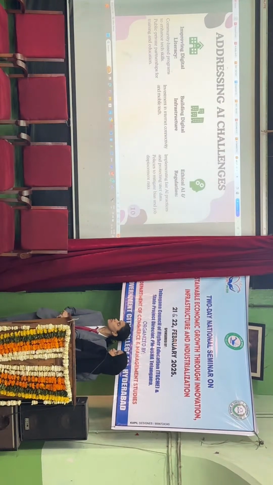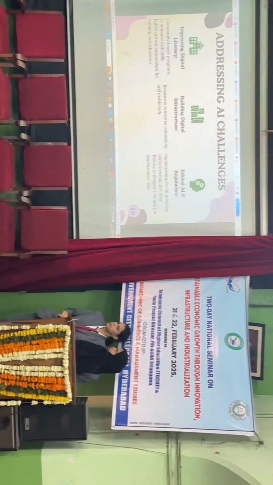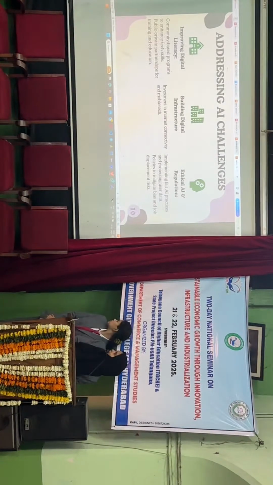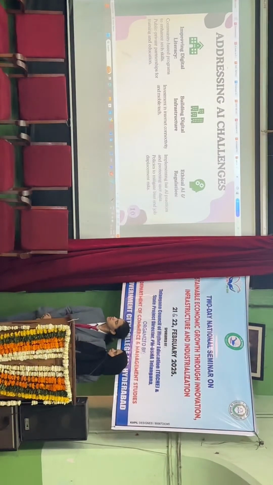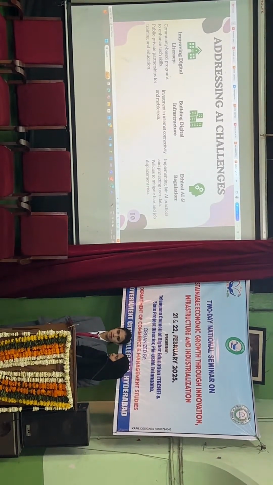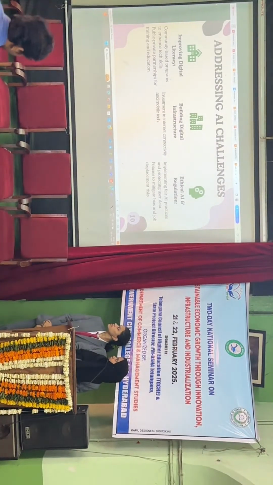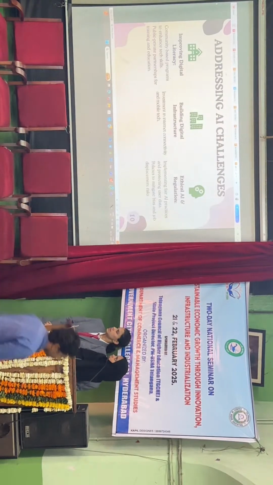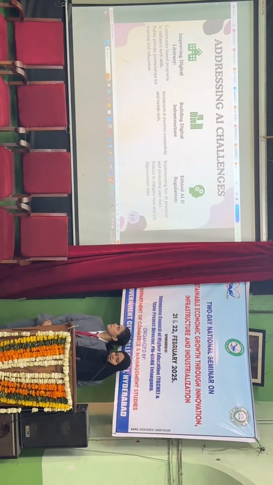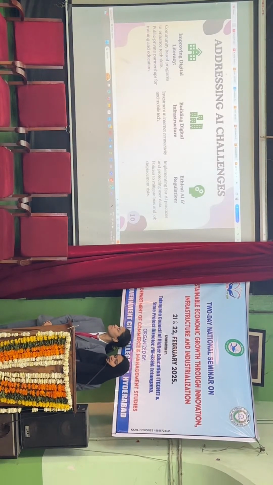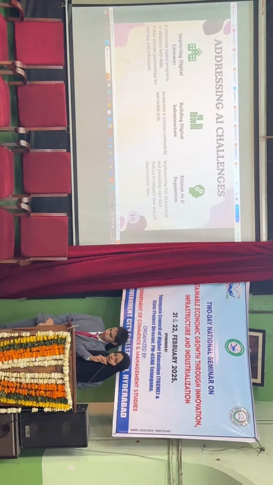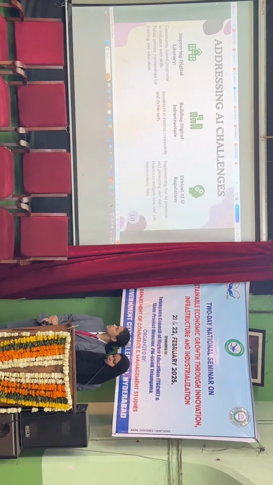How we can address this AI challenge? Enhance technical skills, public-private partnership for training and education. Building digital infrastructure by investment in internet connectivity and mobile technology. Ethical AI and regulation by implementing fair AI practices and protecting users' data.